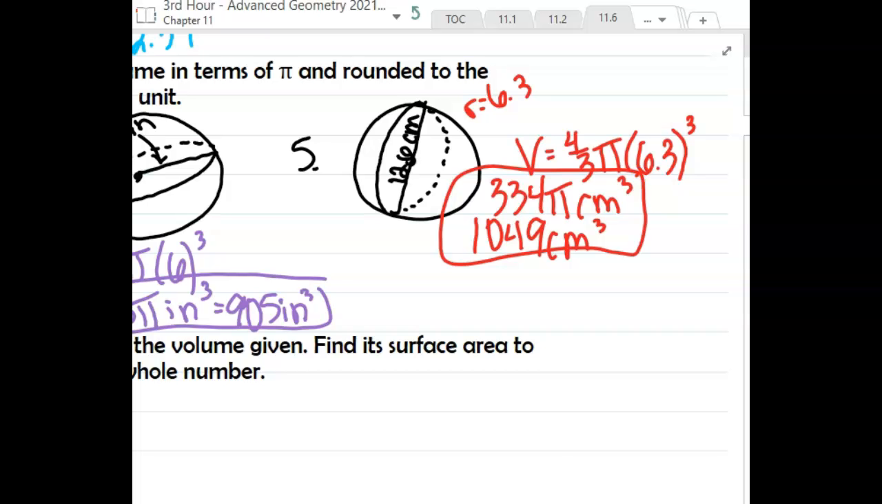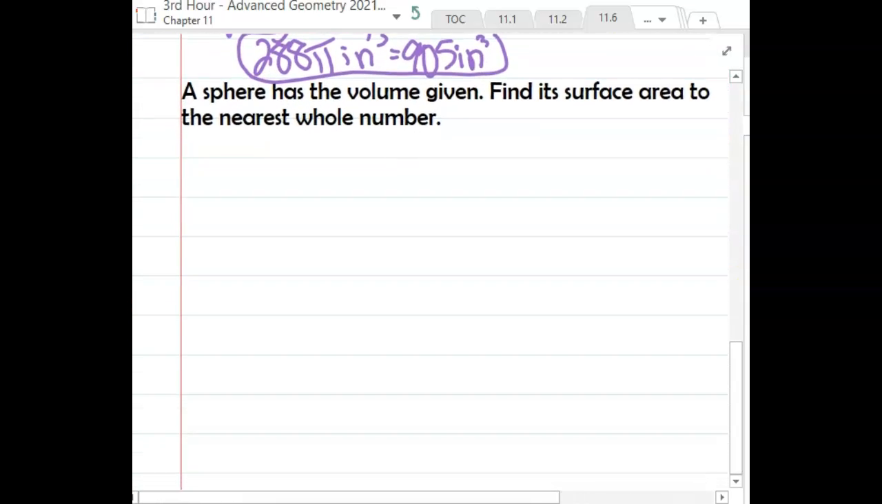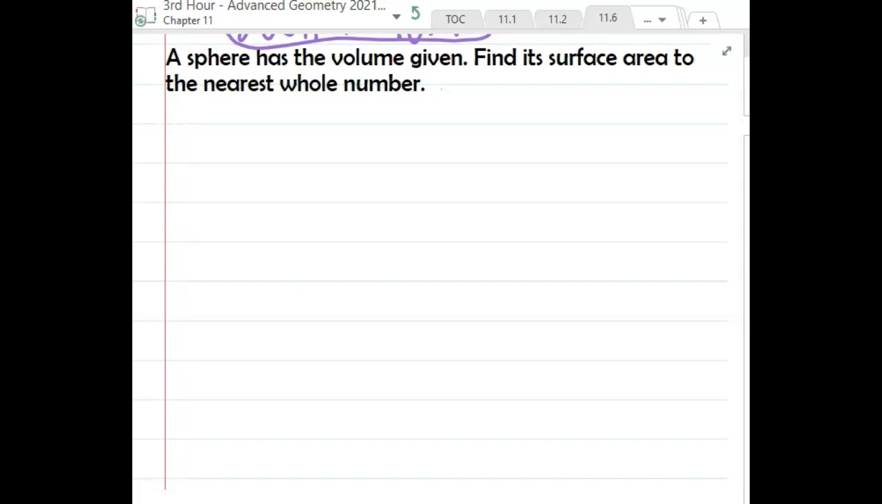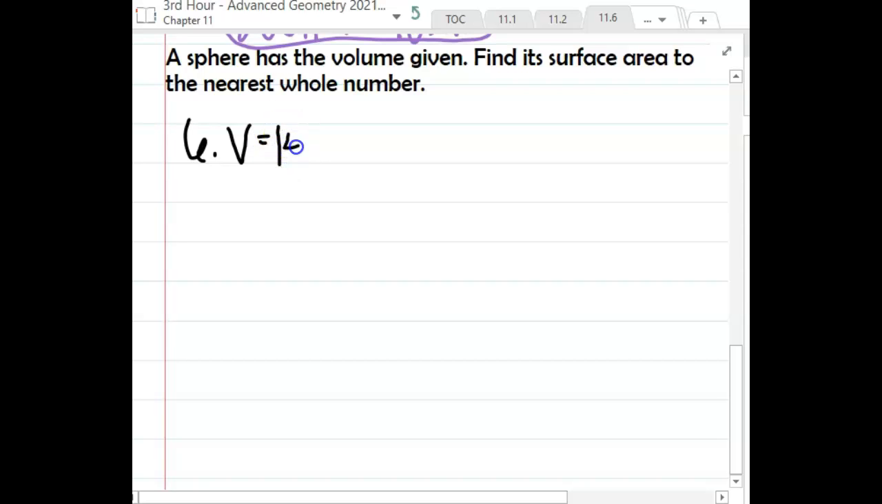Okay, now this last one is going to be kind of like number 3. So this last one, we're going to have a sphere with this given volume. I want to then turn around and find the surface area. Okay, so let's say we have a sphere that has a volume of 140 centimeters cubed.